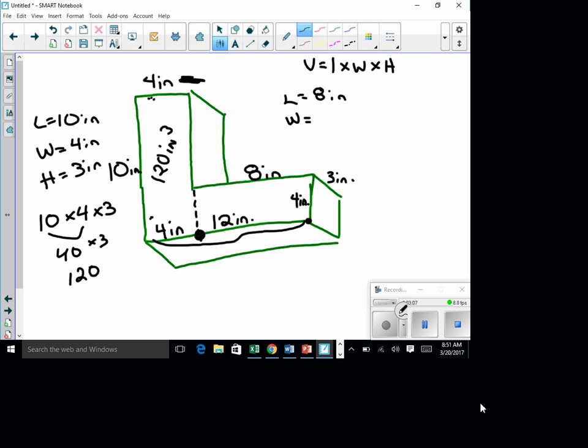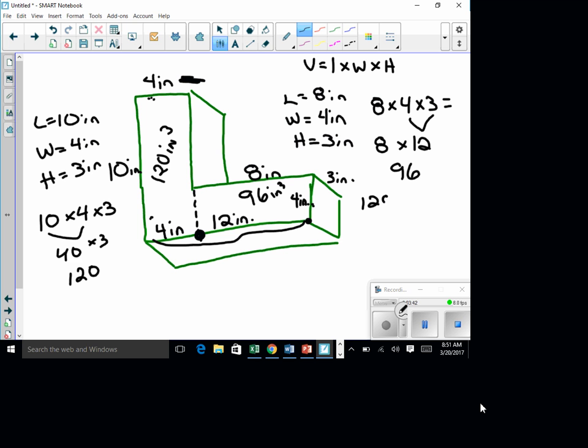The width equals 4 inches, and the height, once again, is 3 inches. So we have 8 times 4 times 3. This time I'm going to do 4 times 3 first, then I'll have 8 times 12, which is 96. So the inside of this one is 96 cubic inches. Then all you have to do is add both of them together: 120 plus 96 gives you 216 cubic inches. That is the volume of that composed figure, that L, that piece of cake right there.